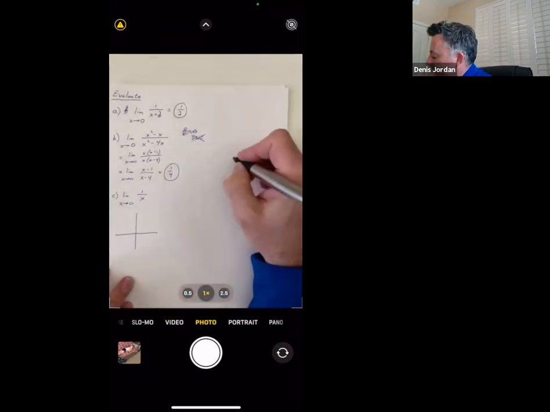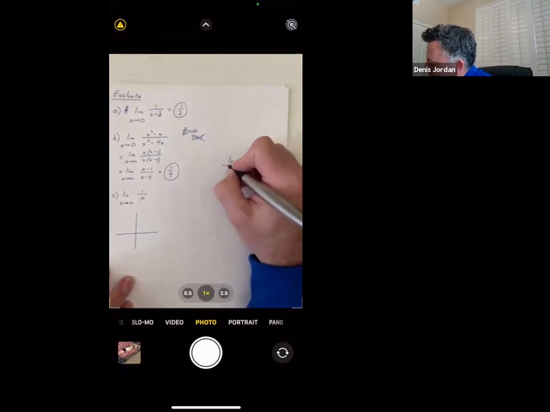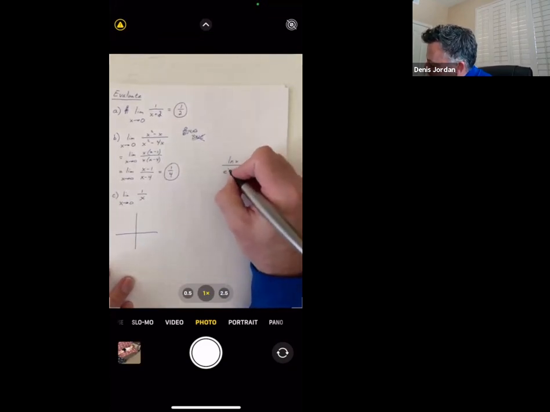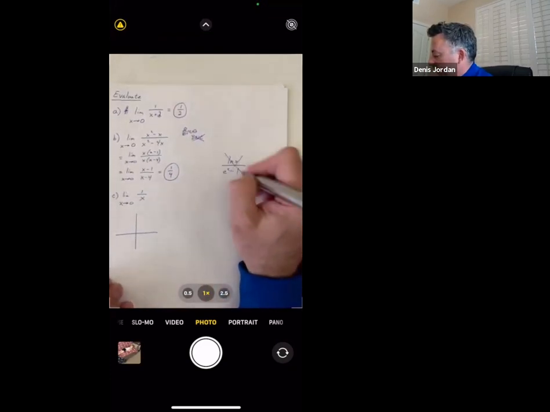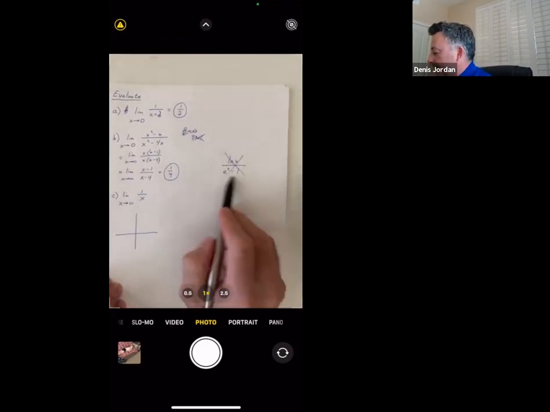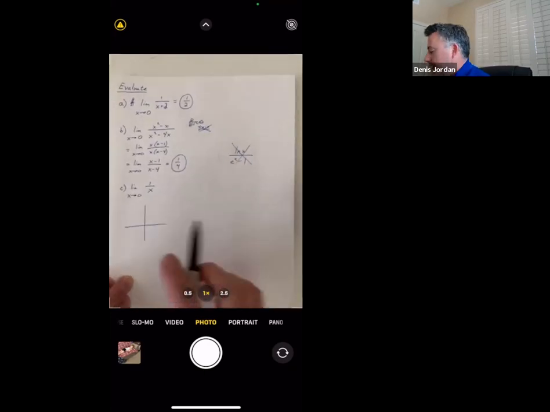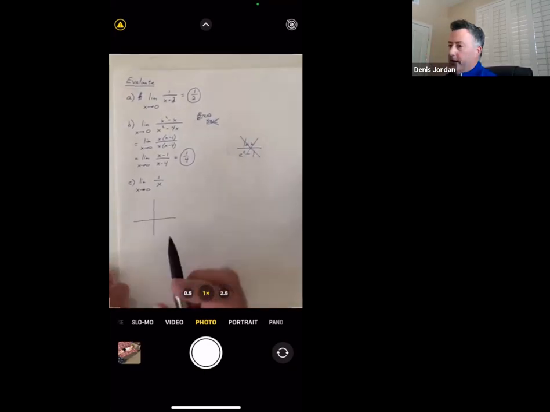But I'm not going to give you something like, you know, ln of X over e to the X minus 1 and expect you to know how to graph that. Like, don't worry about graphing that type of a thing. This one, yes. So 1 over X, what does that look like?